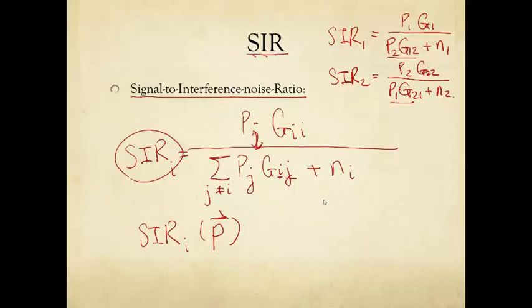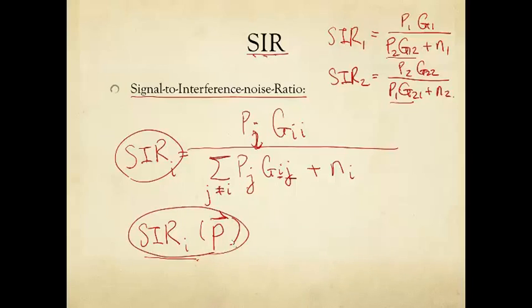If there's no other user, it's easy to increase SIR for user 1. I'll just increase P1. But of course, there are other users. A larger P1 helps SIR1, but it will also show up as a larger denominator for the other SIRs that will hurt the other SIRs. So first observation is that SIR is a function of the entire vector P.